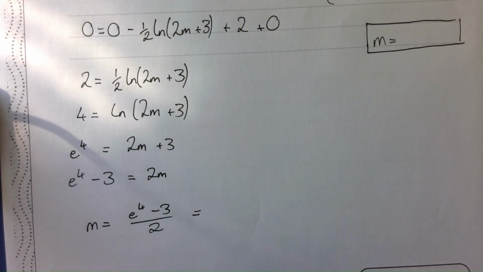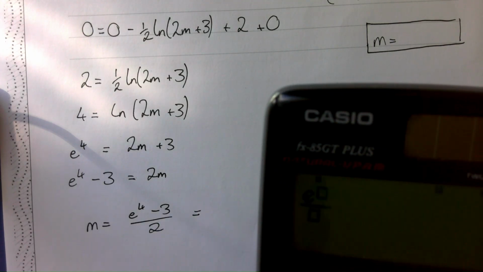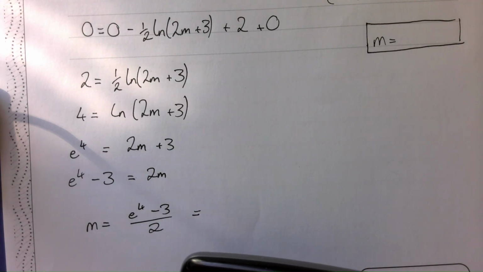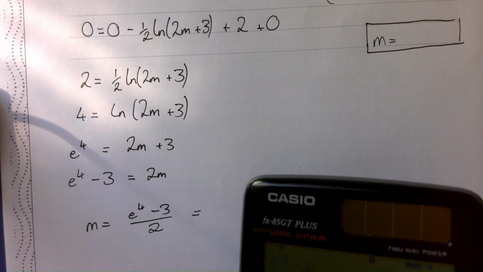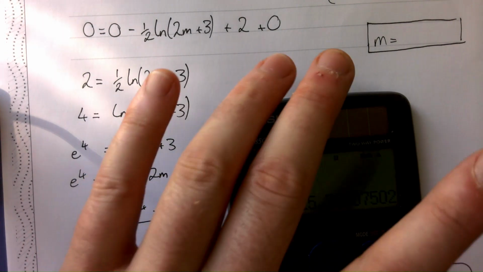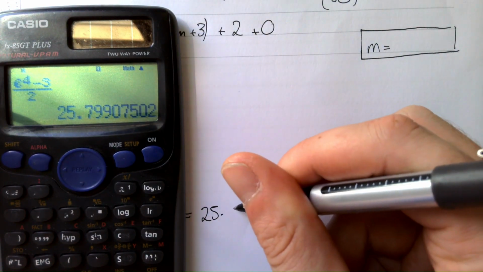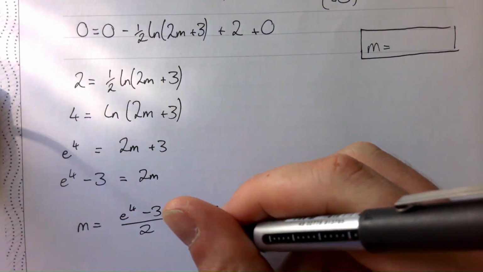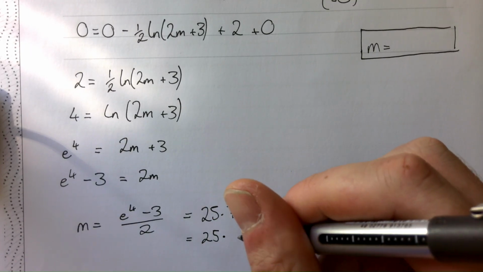And then pump that into your calculator. e to the power of 4 minus 3. Be really careful that you move your cursor out of the power of 4. Otherwise, it'll give you e to the power of 1, sorry, pardon me, which is a very different answer. And so you should get 25.79907 blah, blah, blah, is equal to, the mark scheme had given them all to 4 sig fig, so 80.